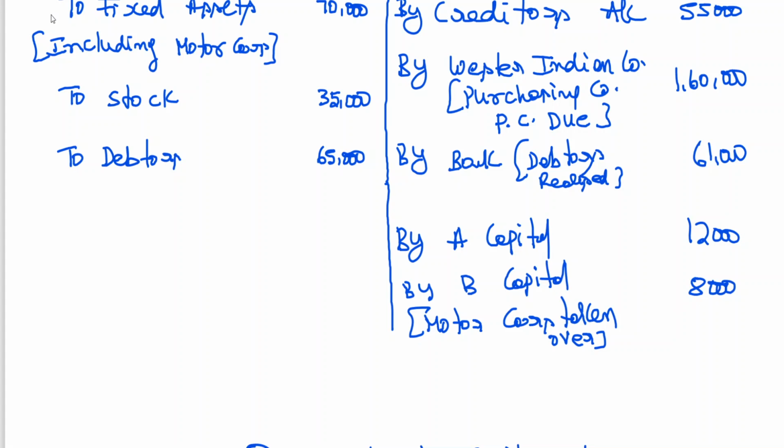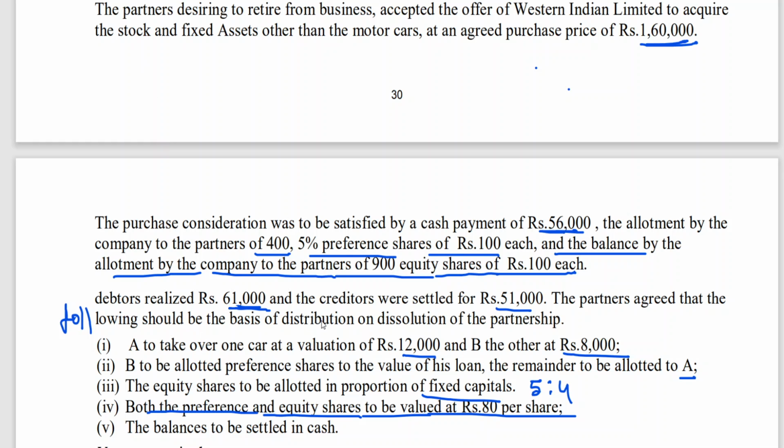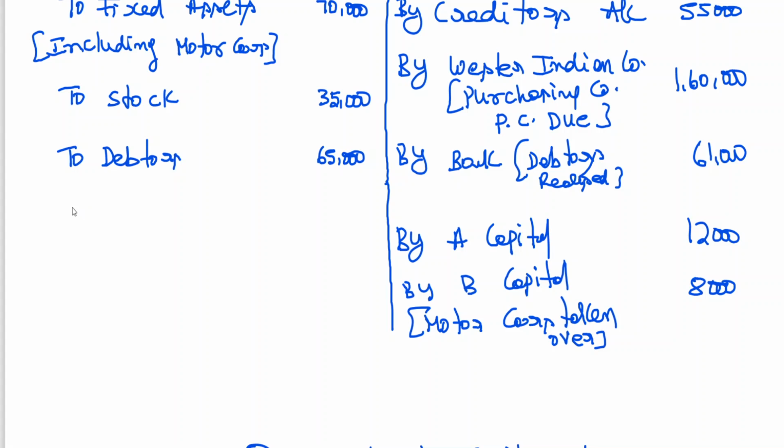Okay. Now, similarly, we also have some creditors. Creditors were settled at 51,000. So that means cash is being paid to bank.